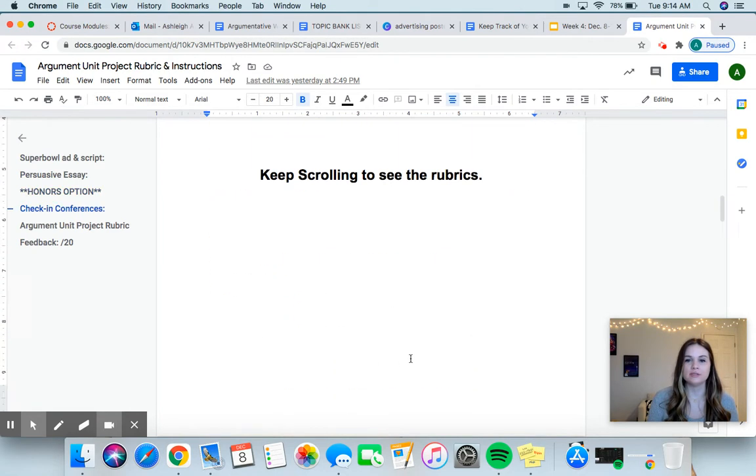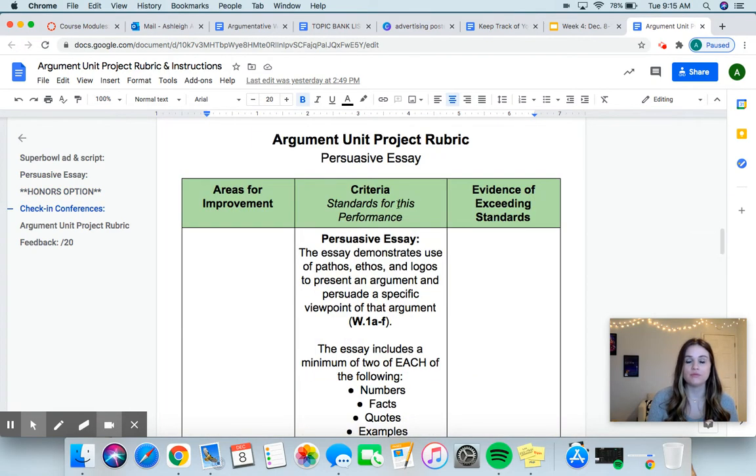So keep scrolling to see the rubrics. So if you're doing the persuasive essay, this is what you will be required to do.